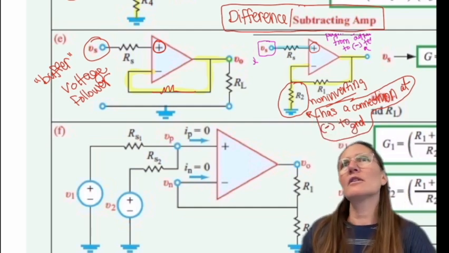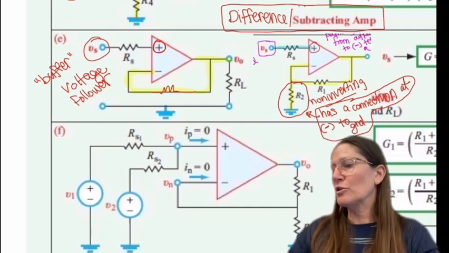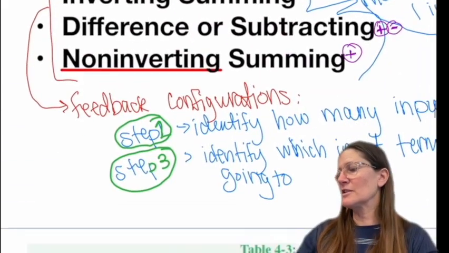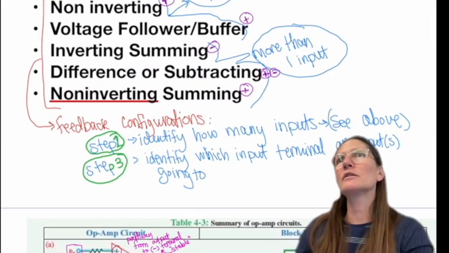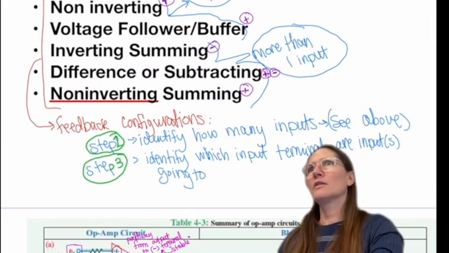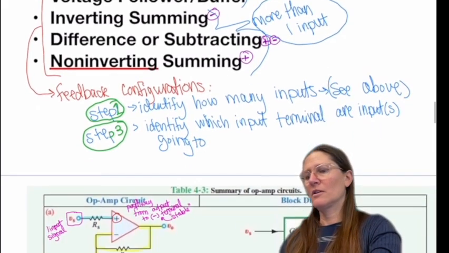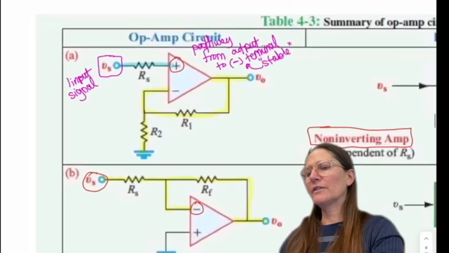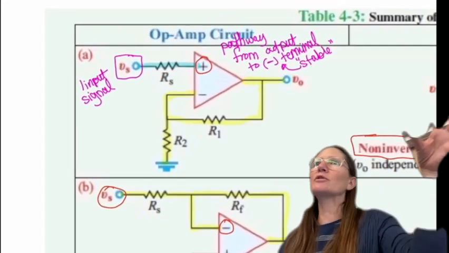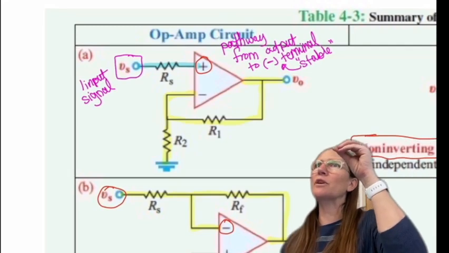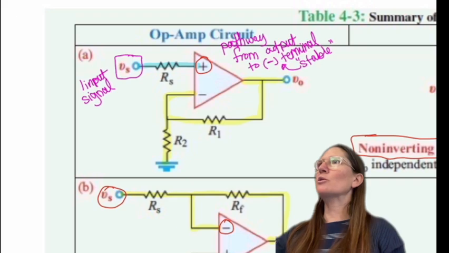Yes. What did you say step 2 was again? So step 2 is identifying how many inputs I have going in. So in this case, remember the inputs are coming into that positive and negative side. So I have to look and see where the signal is coming in from. Is there another question? Yes.